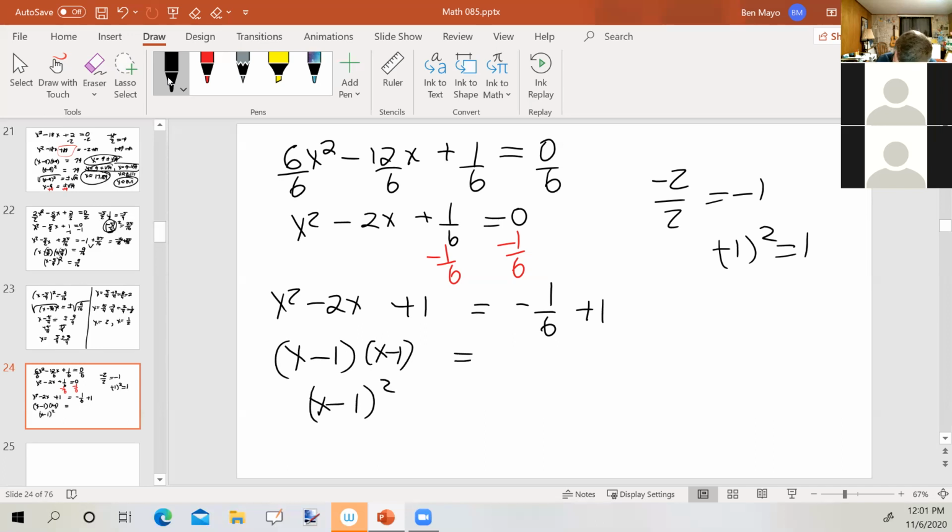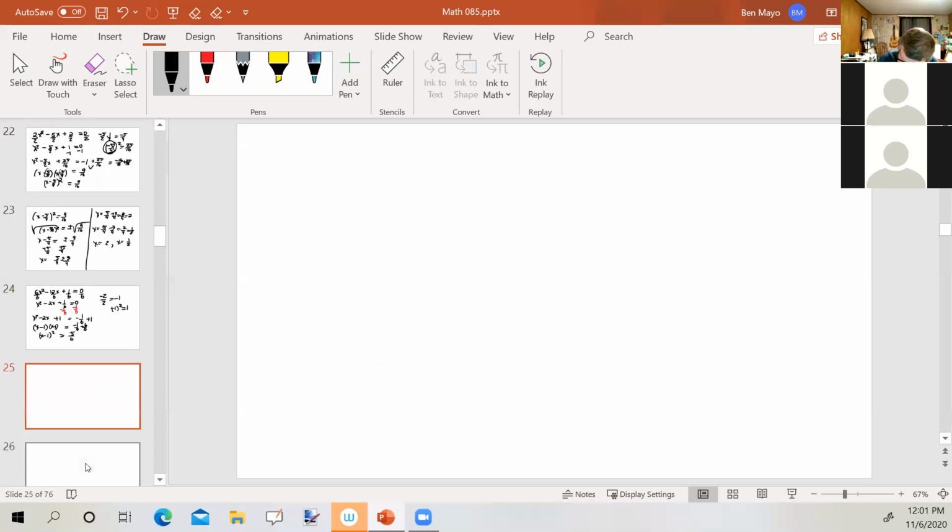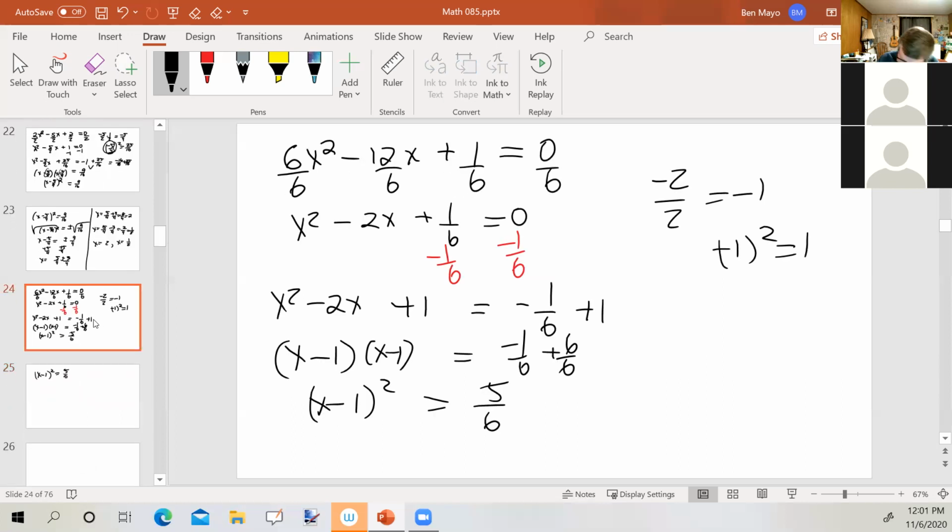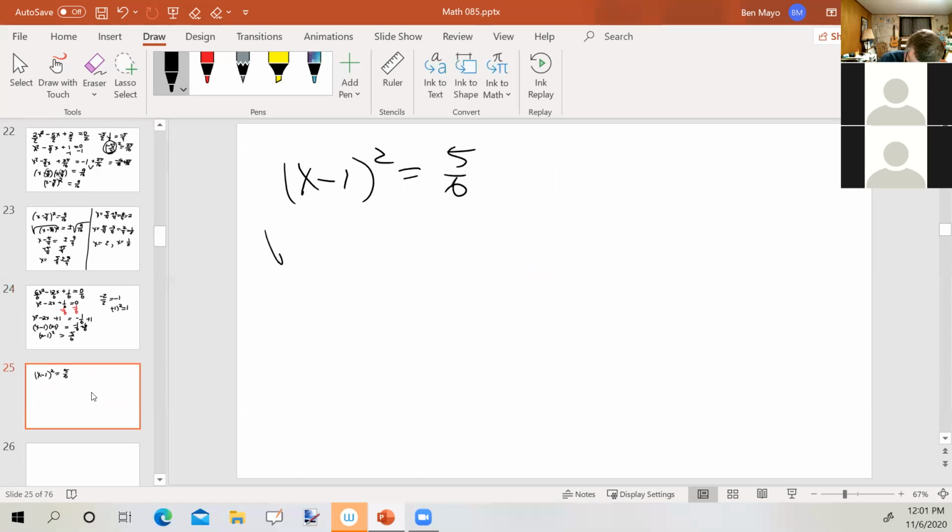On the right side of the equation, I've got what? Negative 1/6 plus 6/6, which is 5/6. So I've completed the square. I'm going to take that and copy it on the next page so I have more room to work with. We good to go on? Yes. All right. So now take the square root of both sides.